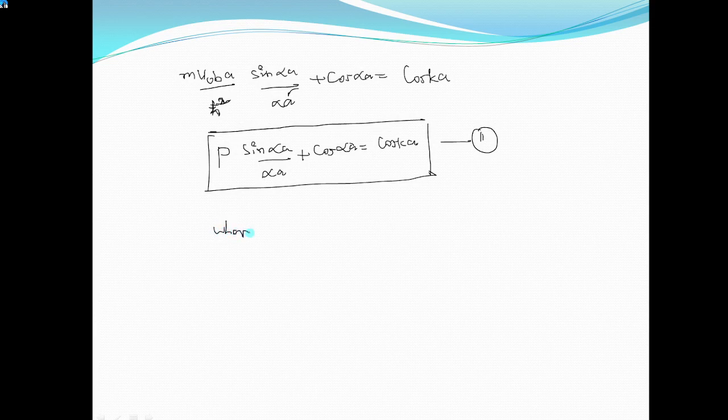So where I have taken P is equal to m V naught b a by h cross square. So this I call as scattering power. This is called the scattering power. So this is the solution for Kronig Penney.